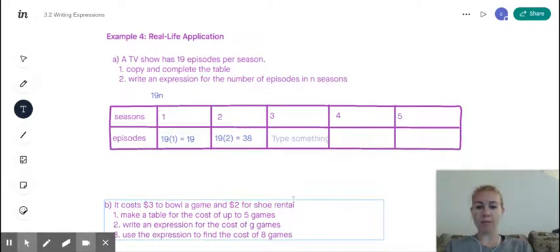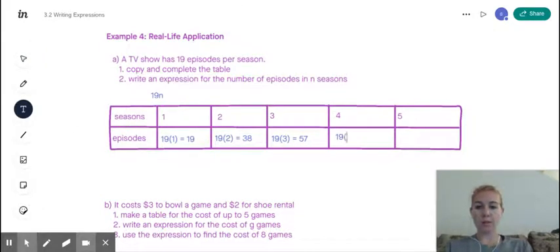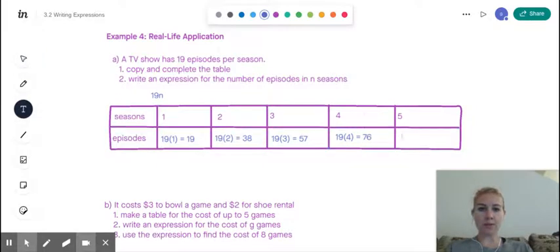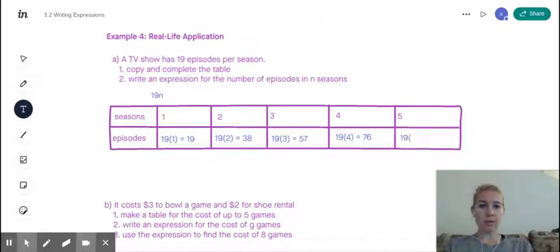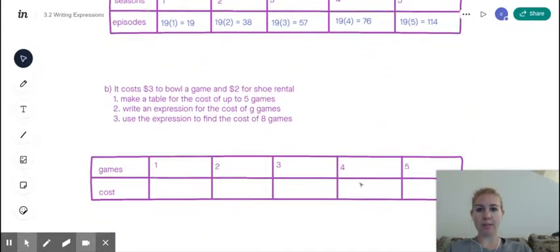Okay, using our formula again, so we have 19 episodes, and this time we're in the 3rd season, so it'll be 19 times 3, and that would be 57 episodes. And how about 4? Well, 19, then parentheses 4 for 4 seasons. 19 times 4 is 76. And after 5 seasons. So 19, parentheses 5, 114 episodes. Okay, so you can see we used the same formula, but we replaced N with the number of seasons. Okay, let's try another one.